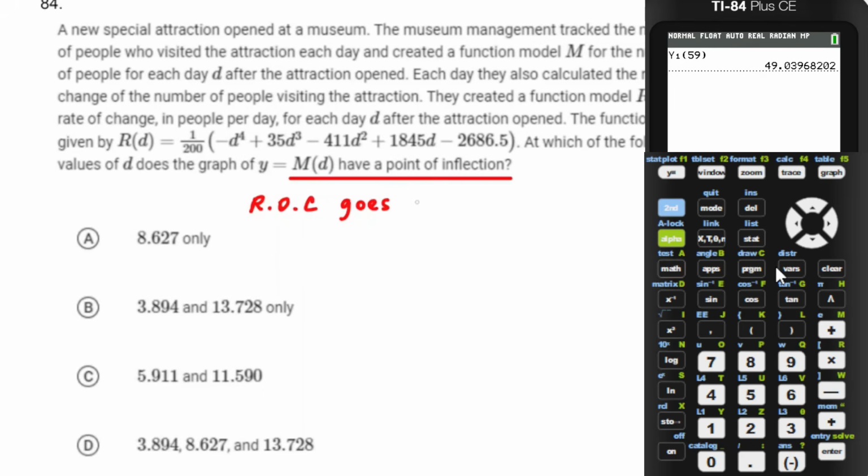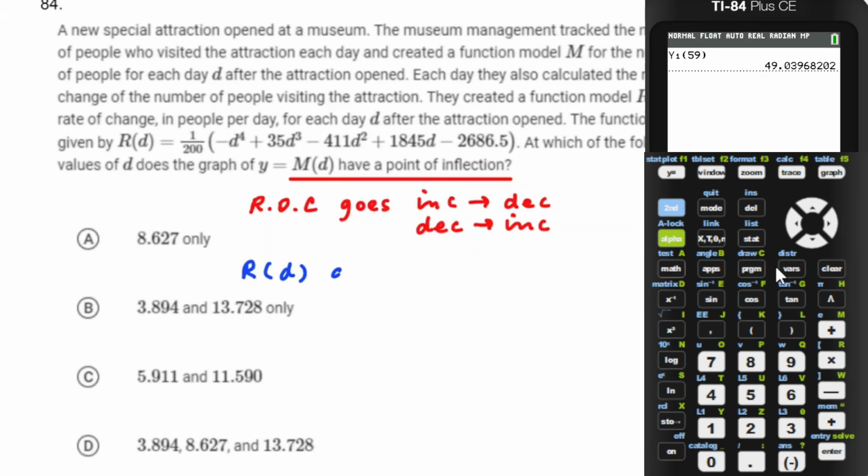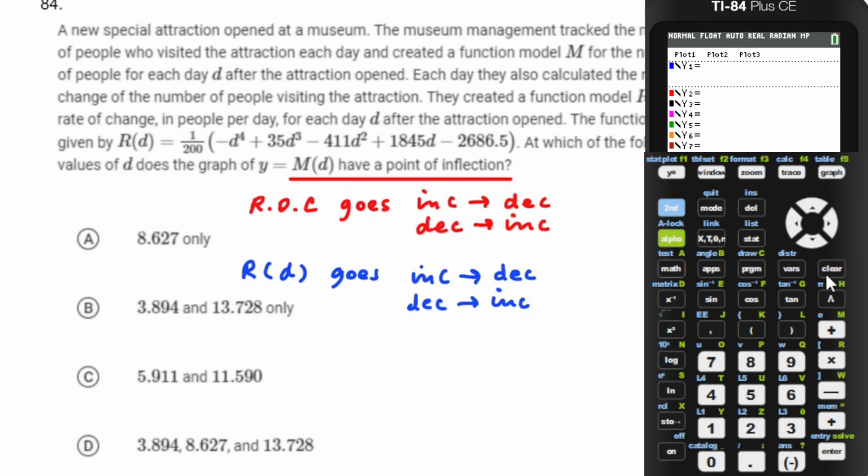Okay, so it goes from increasing to decreasing, or decreasing to increasing. Okay, now the rate of change of M is R, so we're going to graph R of D. Okay, goes increasing to decreasing, or maybe decreasing to increasing. Okay, so let's get the calculator, let's just get to it. It's going to take me probably longer to type this in.